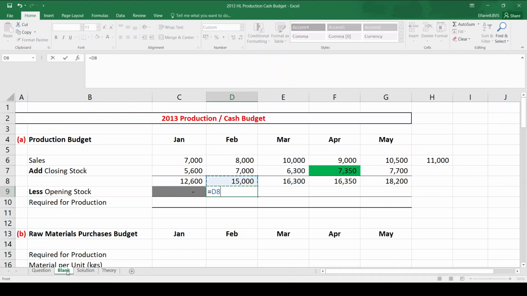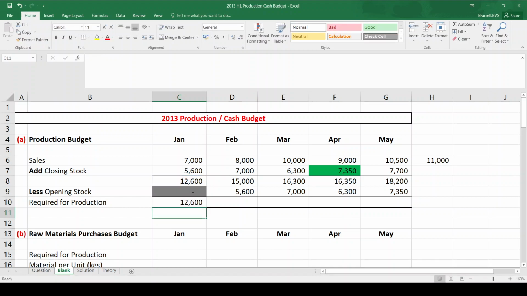My opening stock in February is simply my closing stock in January. Opening stock in March, closing stock in February. My opening stock in April is simply my closing stock in March. My opening stock in May is my closing stock in April. And again, we're just going to take the opening stock away, so 12,600 minus 0 is 12,600.